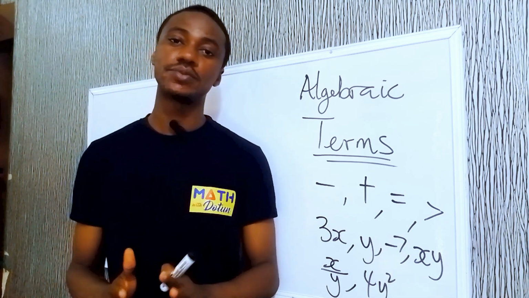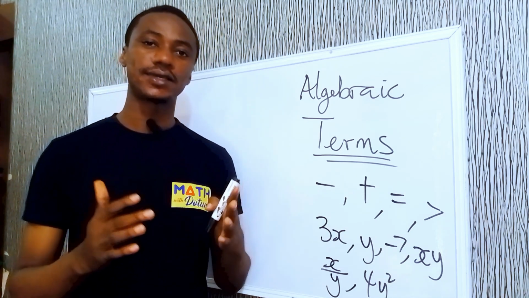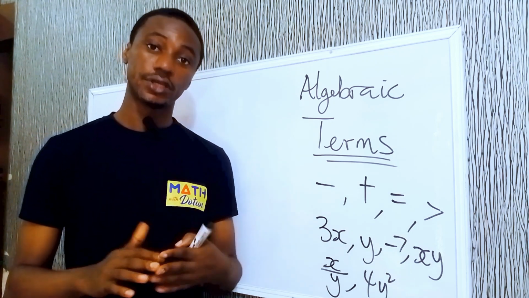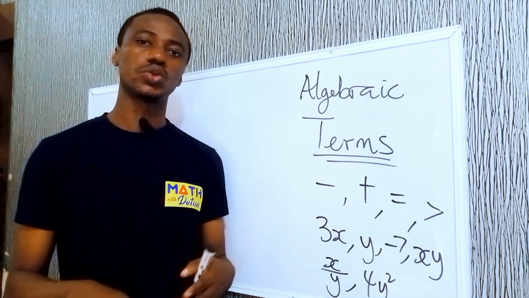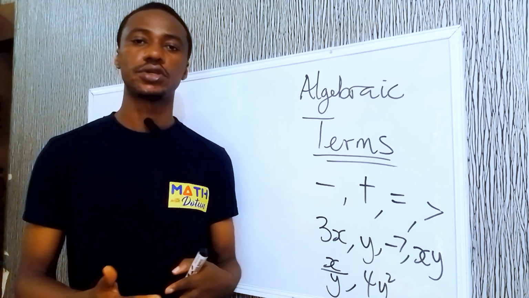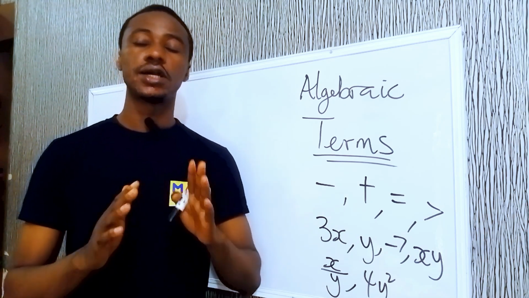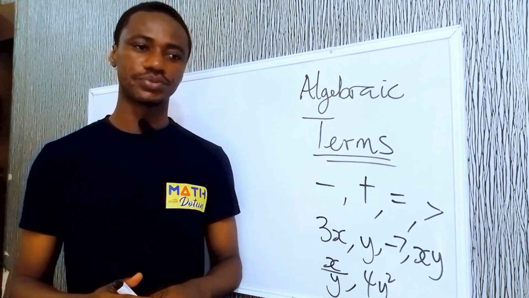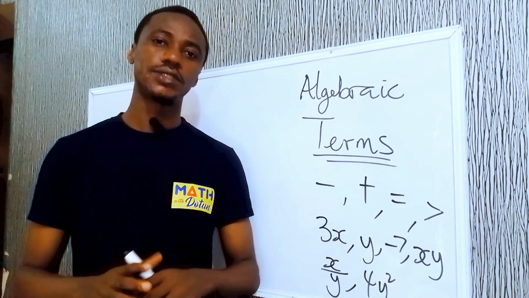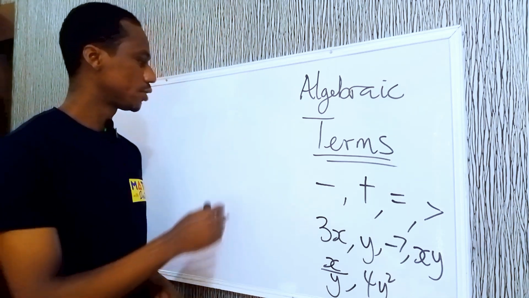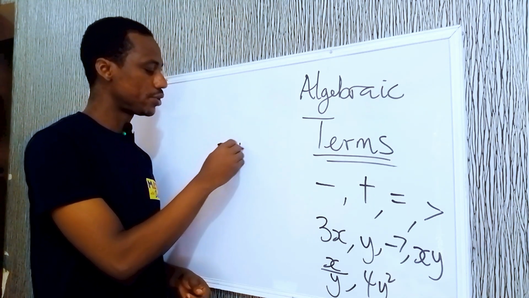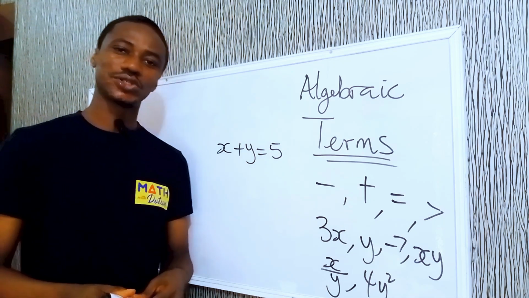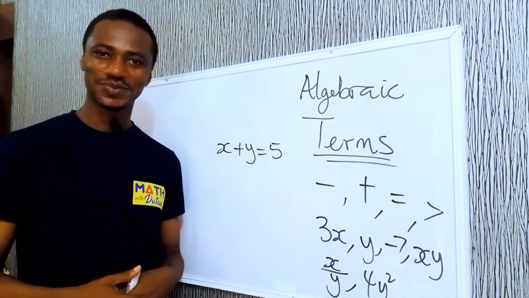So algebraic terms are only separated by subtraction, addition in an expression, and also the equal sign in an equation. So these are the things that separate algebraic terms. So I'm going to write an equation here. You tell me how many terms are there. I have x plus y equals 5. So in this equation, how many terms are here?